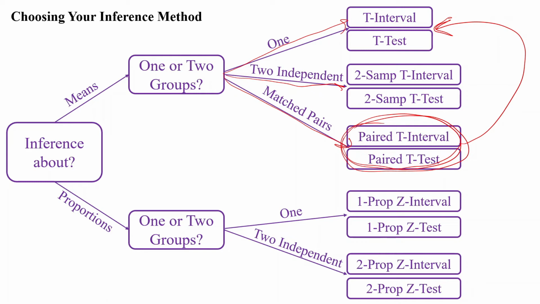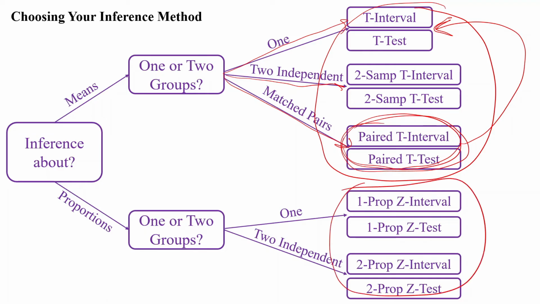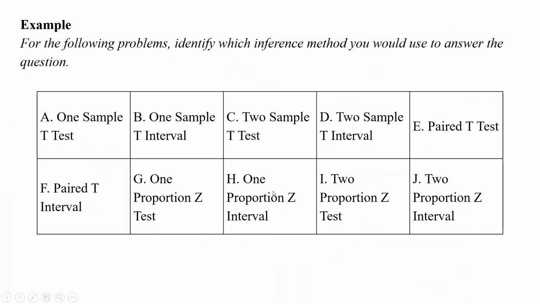And I use T for all of our means because that's just the most common. Remember, we do have our Z options if we know the population standard deviation. For proportions, it's always going to be Z. Never use your T distribution for proportions.